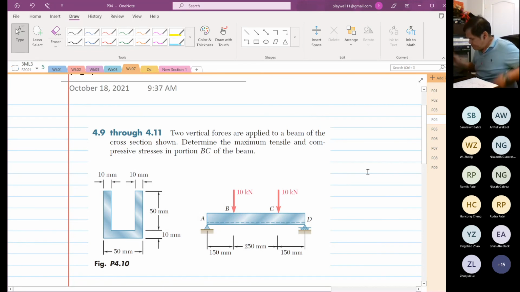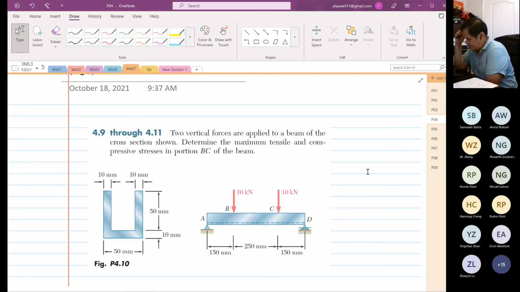Okay. So two vertical forces are applied to the beam of the cross section shown. Determine the maximum tensile and compressive stress in portion BC of the beam.